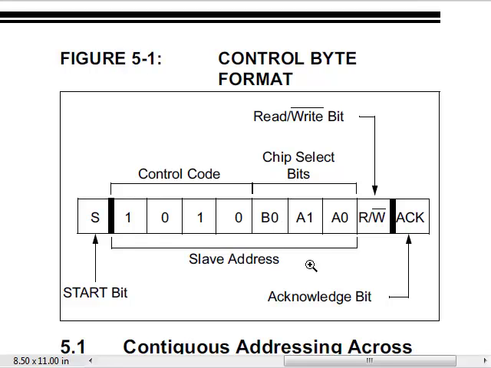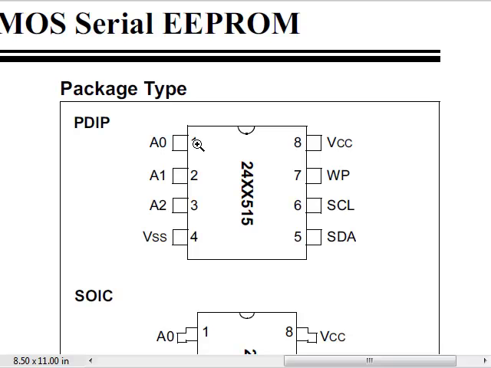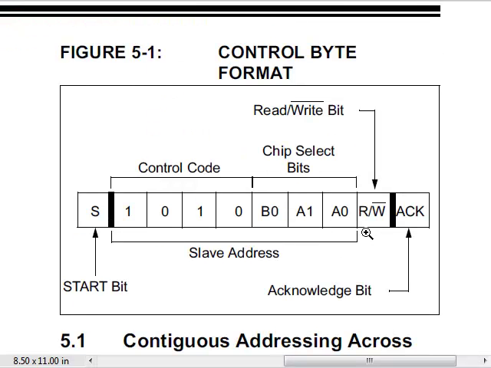B0 bit we'll talk about in a minute. A1 and A0 correspond physically to the A1 and A0 pins on the chip. Flipping back to the first page, A0 is on pin 1, A1 is on pin 2. A standard I2C, 1 for read, 0 for write, and then the chip, if functioning properly, will return an acknowledge, and that defines our I2C address.